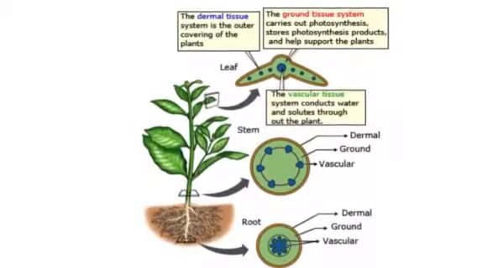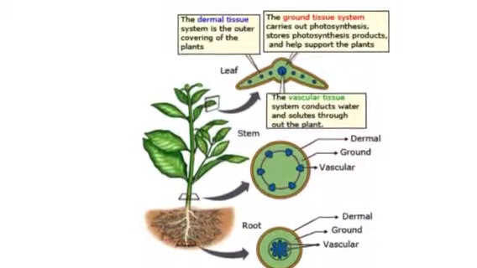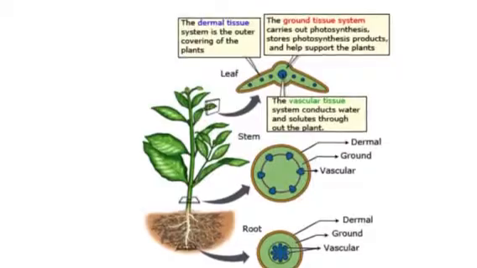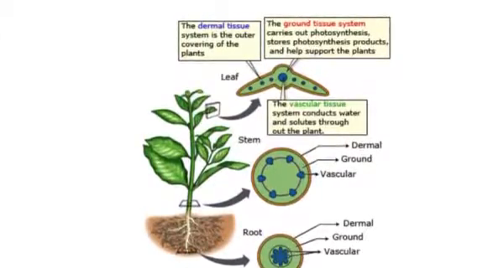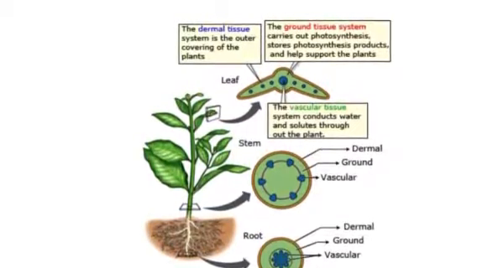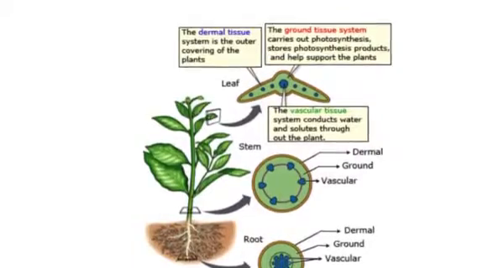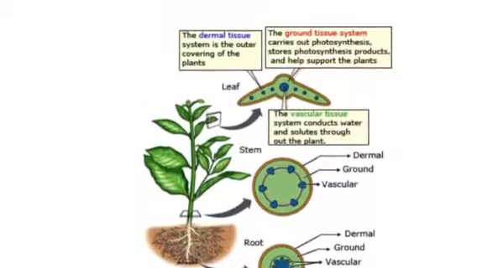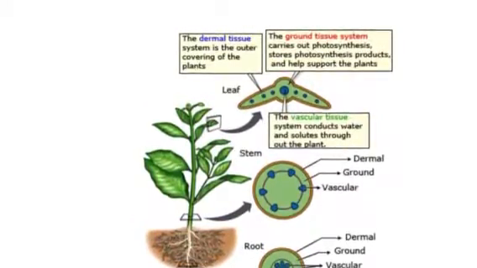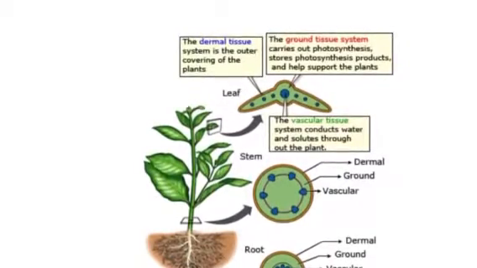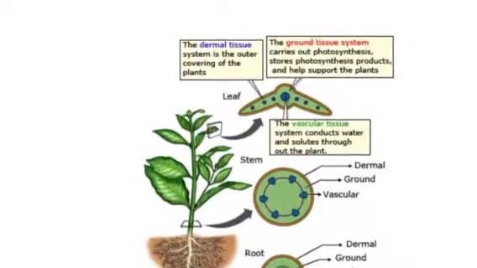Ground tissue system. Ground tissue is surrounded by the dermal tissue. The ground tissue system makes up much of the inside of a plant. It provides support and stores material in roots and stems. The ground tissue system in leaves is packed with chloroplasts where photosynthesis takes place.